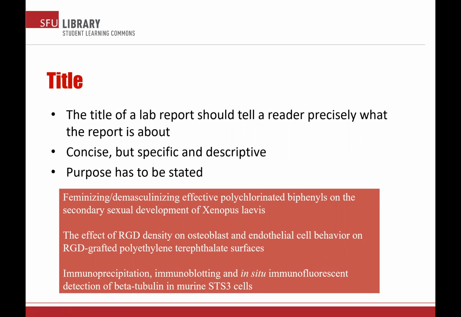When writing your title, make sure that it is specific and descriptive, but also concise. Titles are often not complete sentences, but it is what the lab report is about. So state the purpose of the report.